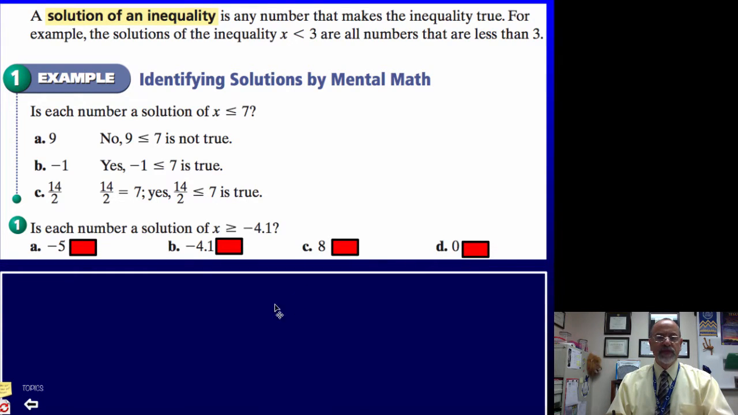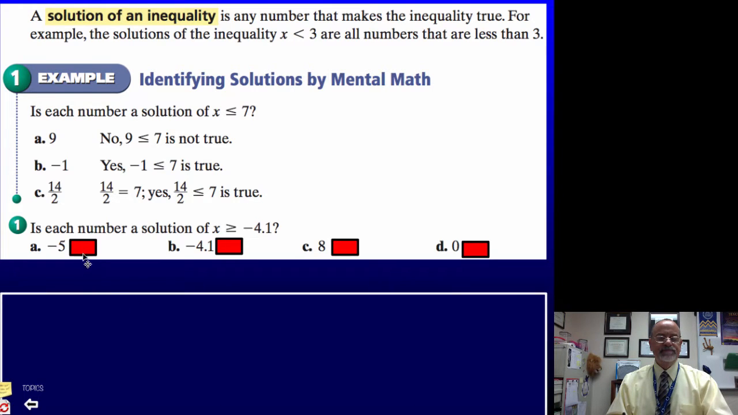So it would be a solution. Now you try this one. Very quickly, is each number a solution of x is greater than or equal to -4.1? If you put -5 in for x, would this be a true sentence? The answer would be no. For -4.1, would that be a true sentence? Well, yes, that would be equal to. How about 8? Is 8 bigger than -4.1? Yes. And 0, is 0 bigger than or equal to -4.1? Yes, it is as well.